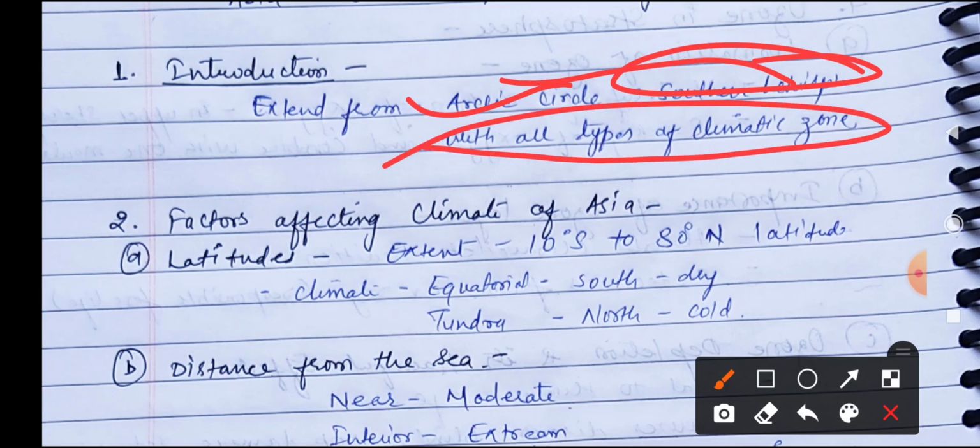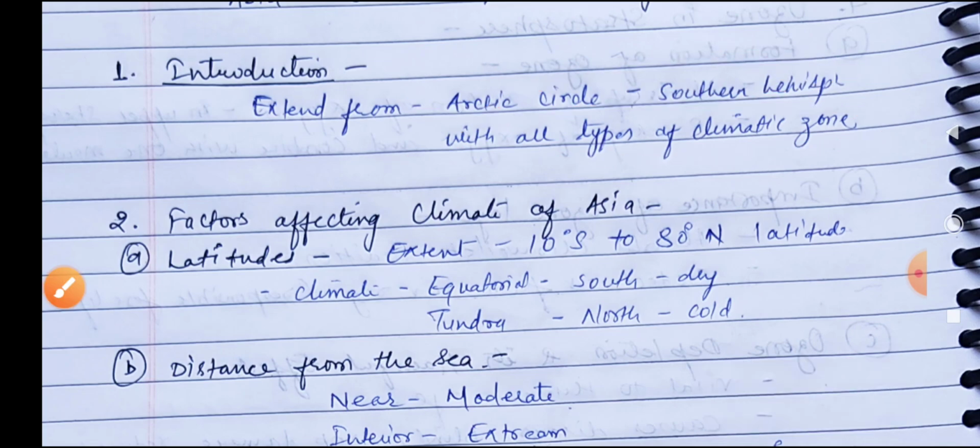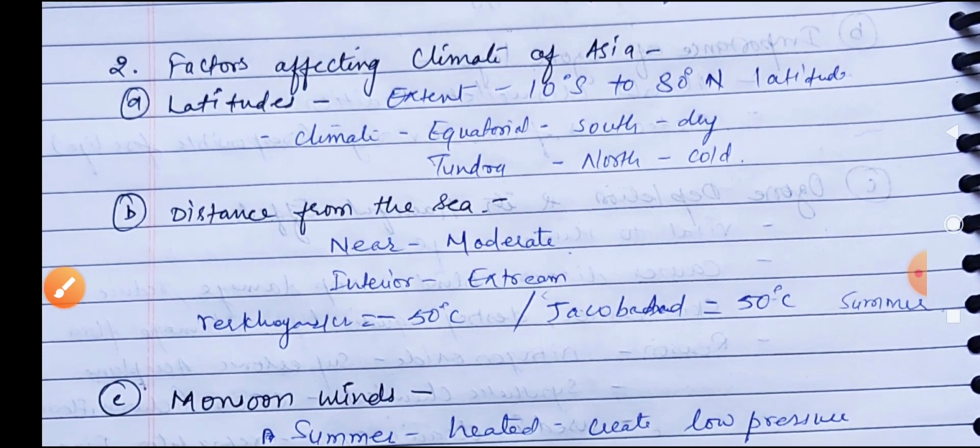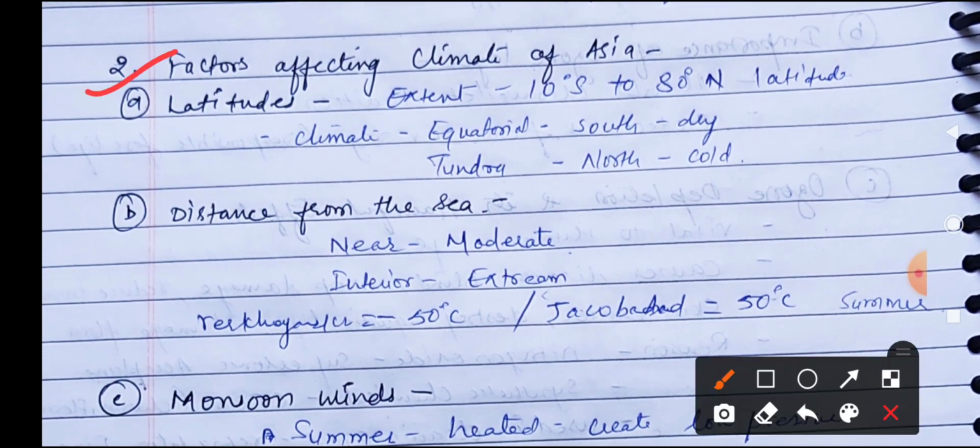It has all types of climatic zones. All types of climatic zones means here we can experience desert, tropical, monsoon, temperate, equatorial, or we can say hot, cold, moderate, rainy, scarce rainfall. All types of weather and climatic conditions we can experience in Asia. So this is all about Asia. Now, the factors affecting the climate of Asia.